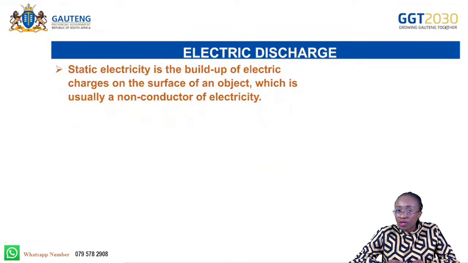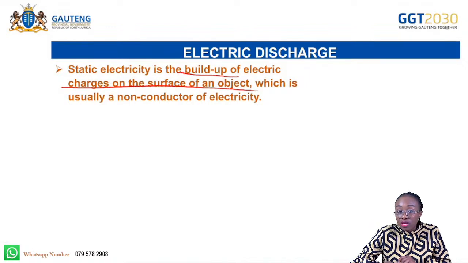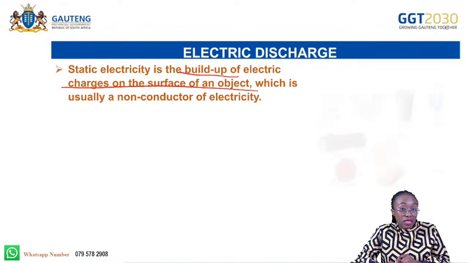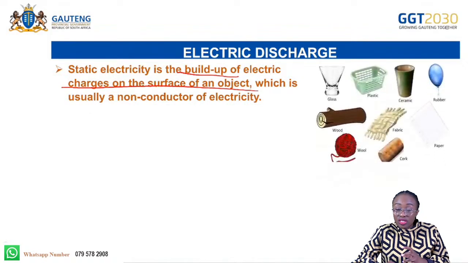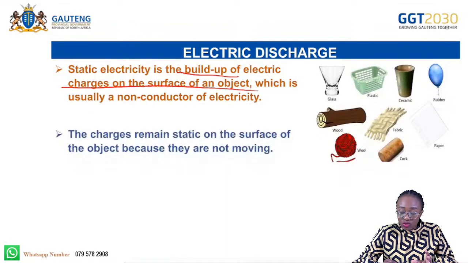So we know already, what do we know? We know that static electricity is the buildup of charges on the surface of an object. And that object is usually a non-conductor of electricity, which is an insulator. It could be your glass, plastic, ceramics, rubber, wood, wool, fabric, paper, cork. So static electricity is the buildup of electric charges on an insulator.